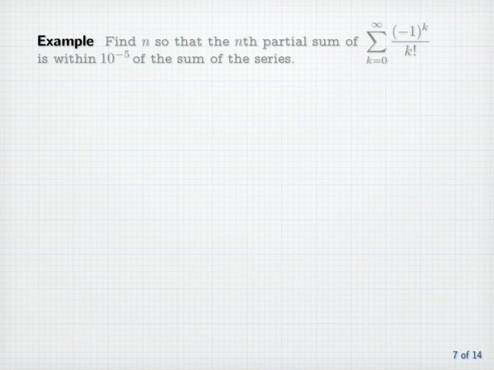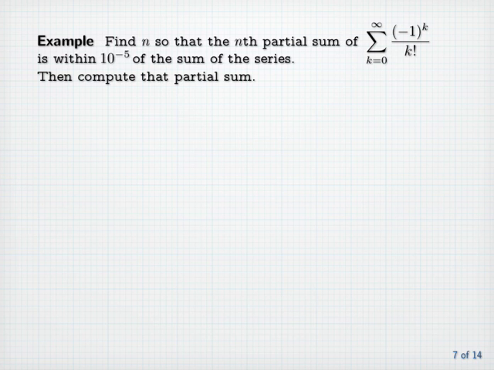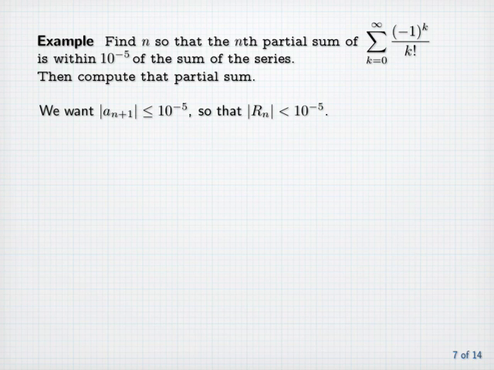Example. Find n so that the nth partial sum of the sum from k equals 0 to infinity of minus 1 to the k divided by k factorial is within 10 to the minus 5 of the sum of the series. Then compute that partial sum. Here we want to find n so that the absolute value of the nth remainder, which is less than the absolute value of the n plus first term, is less than or equal to 10 to the minus 5.